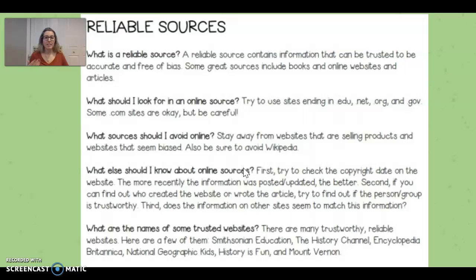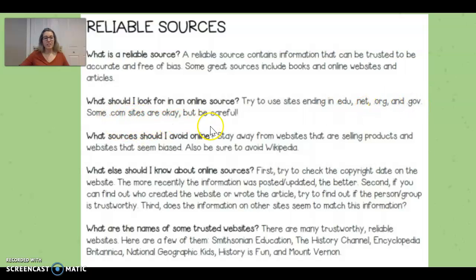So reliable means that it contains trusted information that is accurate. So it's not extremely biased. They're giving you information without trying to push their views on you. It's more factual than opinion-based. You should try to look for websites ending in .edu, .net, .org, .gov.